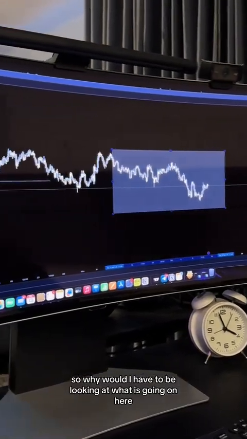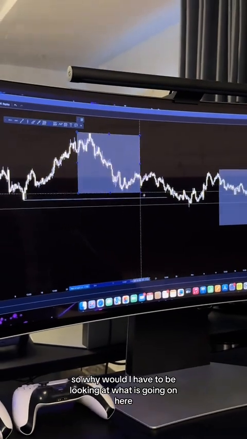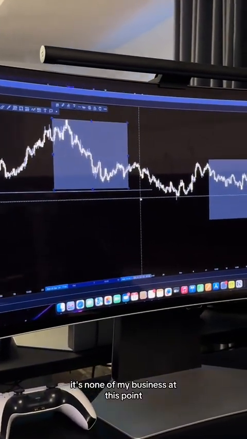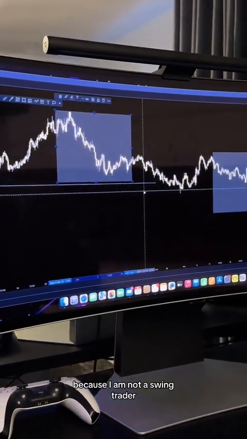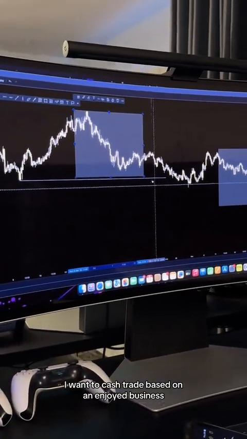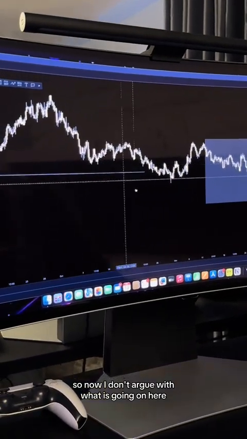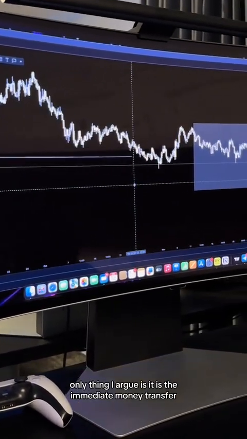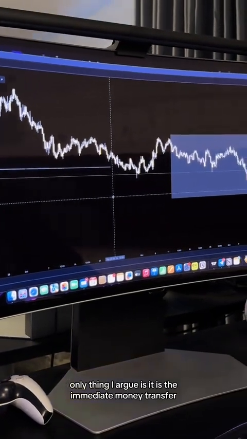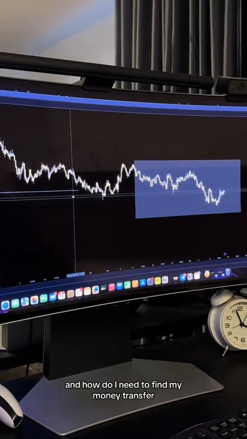So why would I have to be looking at what is going on here? It's none of my business at this point because I am not a swing trader. I want to catch trade based on an intraday basis. So now, I don't have issues with what is going on here. The only thing I have an issue with is the immediate money transfer. And how do I identify my money transfer?